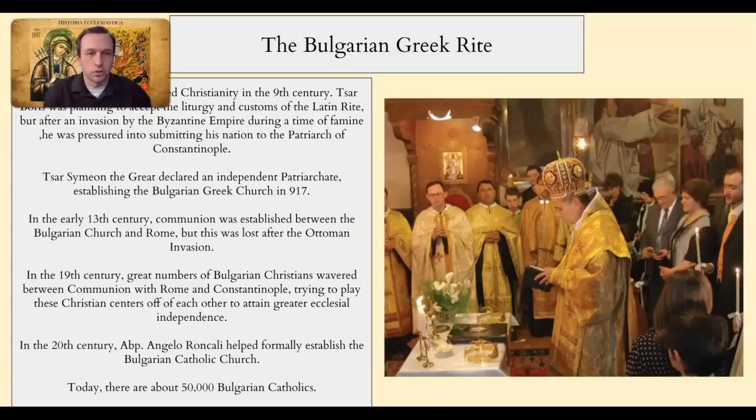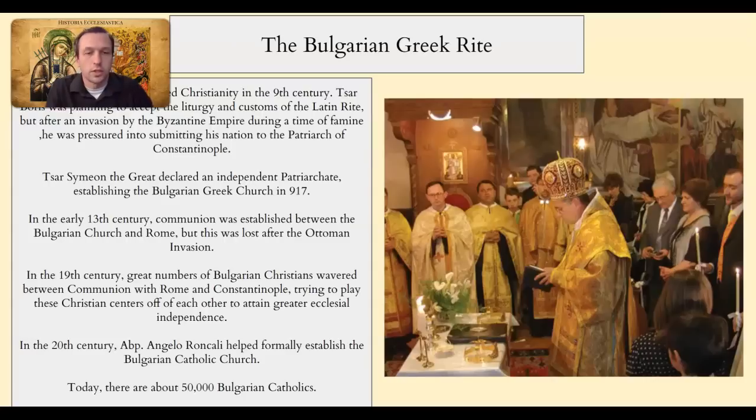Anyways, let's get back to it here. This is just one example of that, where Tsar Boris, the leader of the Bulgarian people, wanted to submit his nation to the Latin rite, and then the Byzantine Empire invaded and forced him to submit to the liturgical rites of Constantinople. They weren't in schism yet in the 9th century, so this is still better than being pagan, of course, and there's nothing wrong with being Eastern Rite either. In the 9th century, it wasn't heretical or whatnot, but it was drifting in a direction of schism. Tsar Simeon the Great declared an independent patriarchate, establishing the Bulgarian Greek Church in 917 AD.